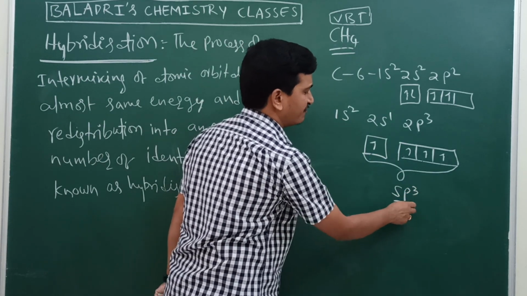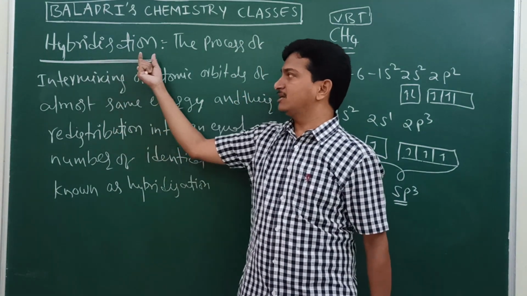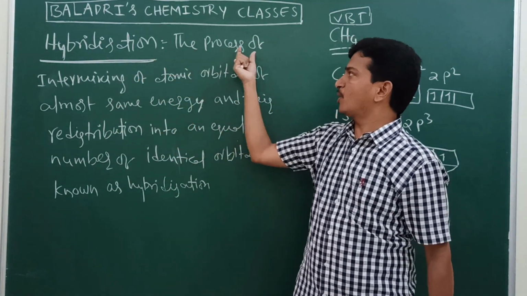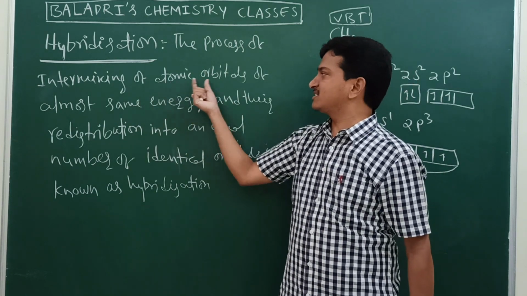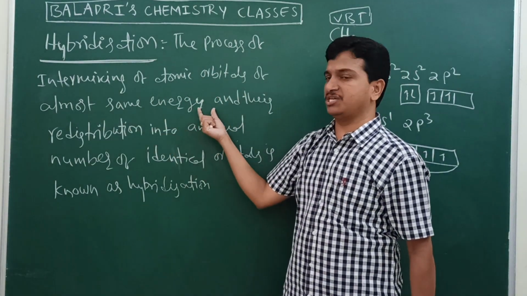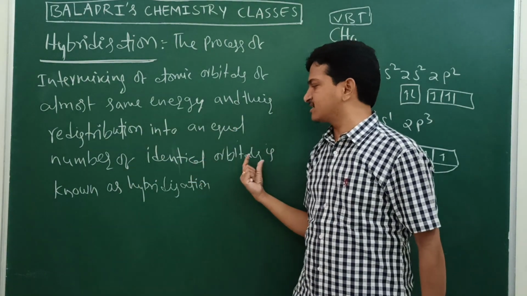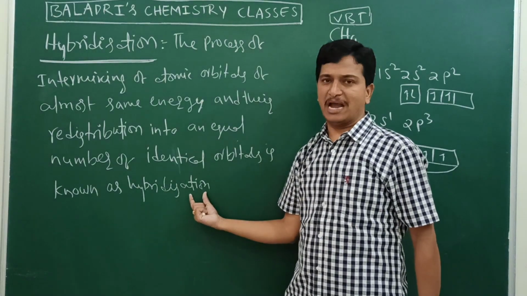This process of intermixing is called what? Hybridization. Now see the board here. I have given the definition of hybridization. The process of intermixing of atomic orbitals of almost the same energy and their redistribution into an equal number of identical orbitals is known as what? Hybridization.